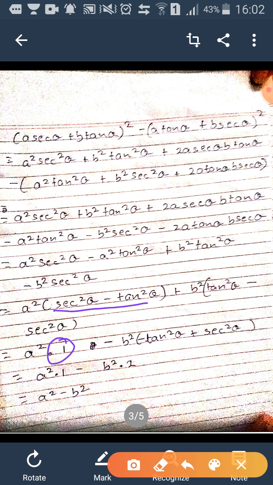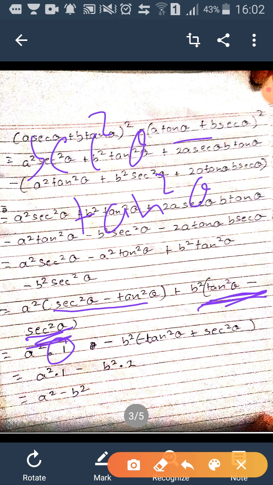So I have written 1 over here. But tan square theta minus sec square theta is not 1. Yes. So you need to change the signs now. Tan square theta minus sec square theta is not 1. Sec square theta minus tan square theta is 1. Yes or no?